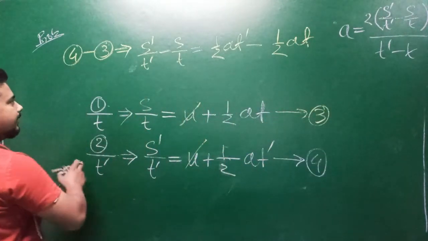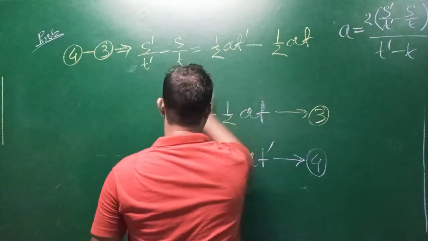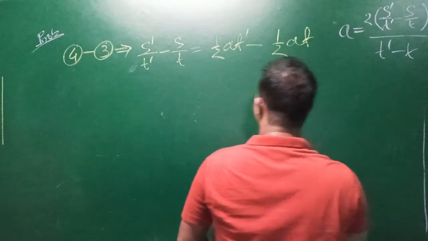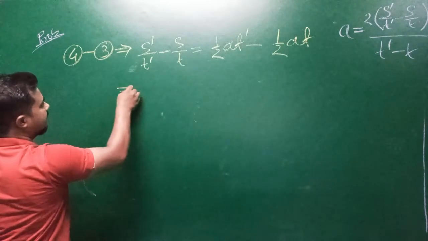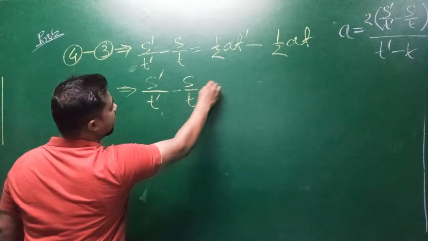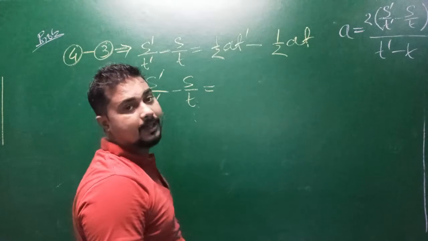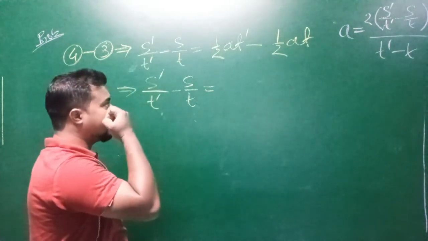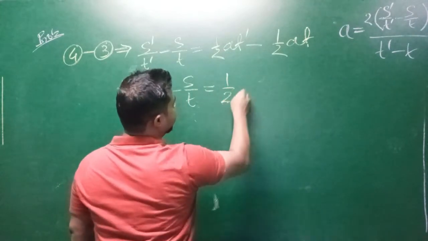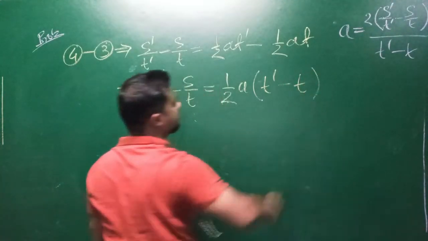So by doing 4 minus 3 we get this. Please check whether this is correct. Now if we simplify further, we get s dash by t dash minus s by t. Taking half and a common, we can write half into a multiplied by t dash minus t.